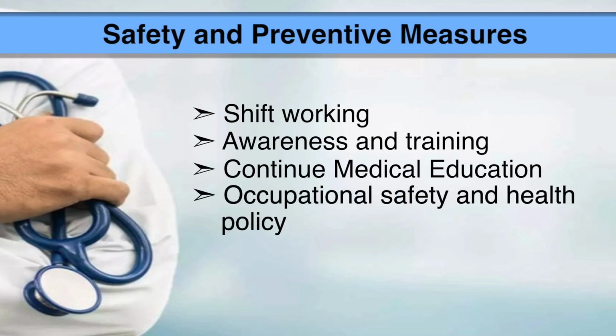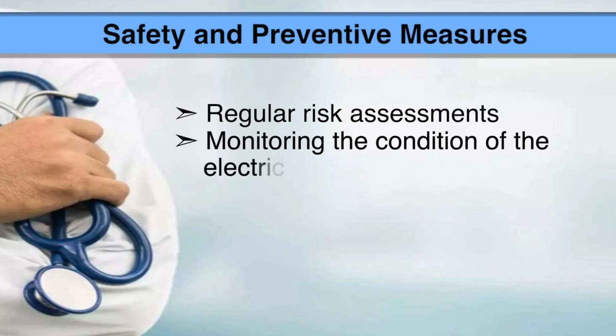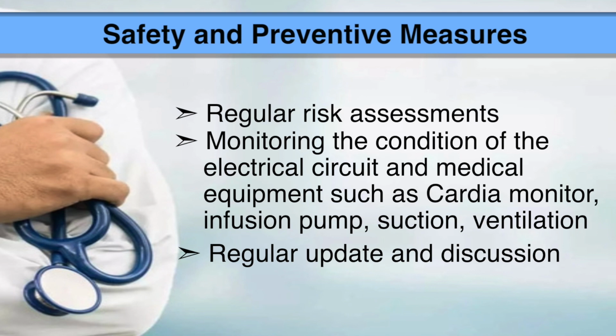establish the occupational safety and health policy in the department, and also ensure workers' adherence to items which are listed in that policy framework. Regular risk assessment of most units and check the condition of the electrical circuit and medical equipment like the cardiac monitor, infusion pump, suction, ventilation, like this. And regular updates as well as discussion of electrical hazards status during the occupational safety and health committee meetings.